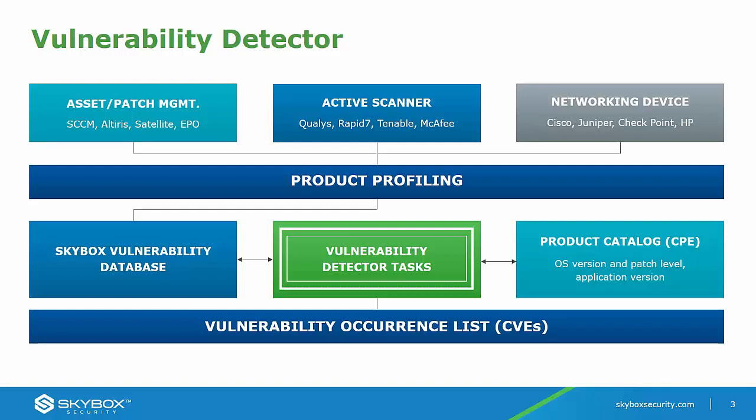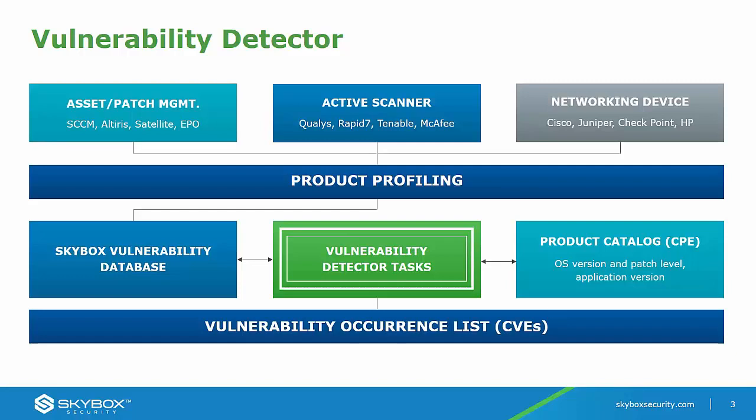Source 1 is the Skybox Vulnerability Dictionary. We'll talk about that more in a minute. Source 2 is data about the asset itself. This can come from a variety of places outlined at the top of this slide. Asset and patch management databases can feed us information about hosts, what operating system they're running, what patch level they're at, and what application versions they're running.